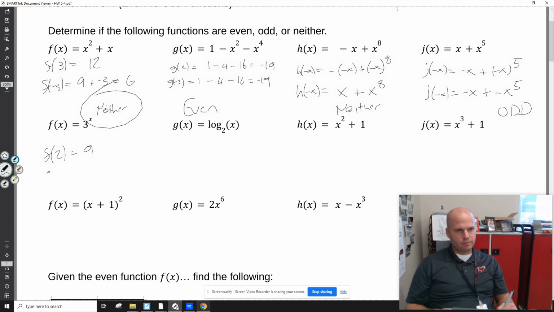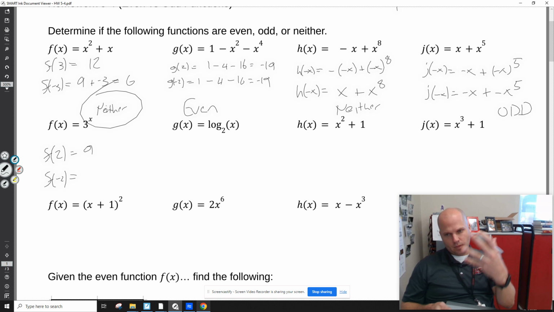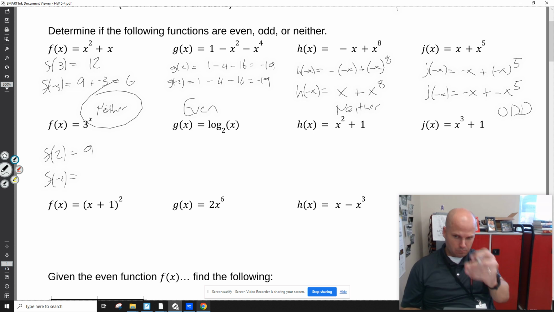F of 2 is 9. F of negative 2, if it's 9, even. If it's negative 9, probably odd. You should probably double check that it'll work for all those values. If it's not either of those, it's a neither.